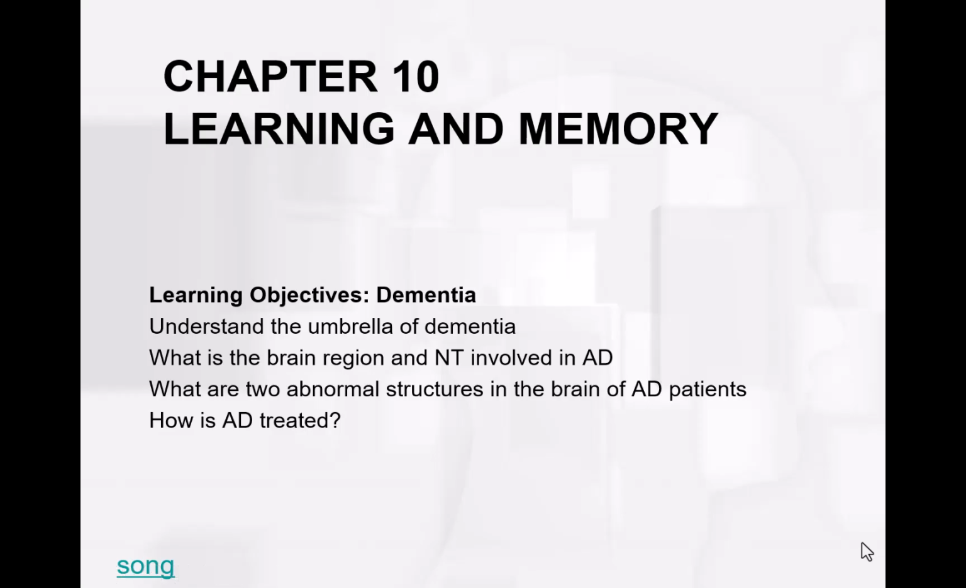Hello, in this Chapter 10 video, we'll be focusing in on dementia, specifically Alzheimer's disease. So by the end of the video, you should understand what the umbrella of dementia is, what neurotransmitter and brain region is involved in Alzheimer's disease, what are the two abnormal structures that a lot of researchers focus in on in Alzheimer's disease, and how Alzheimer's disease is treated.